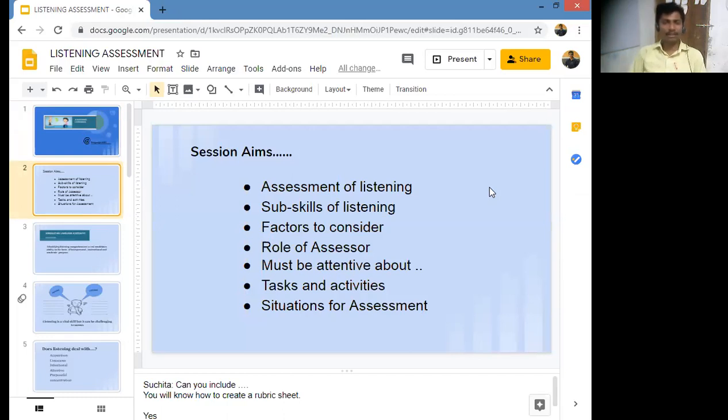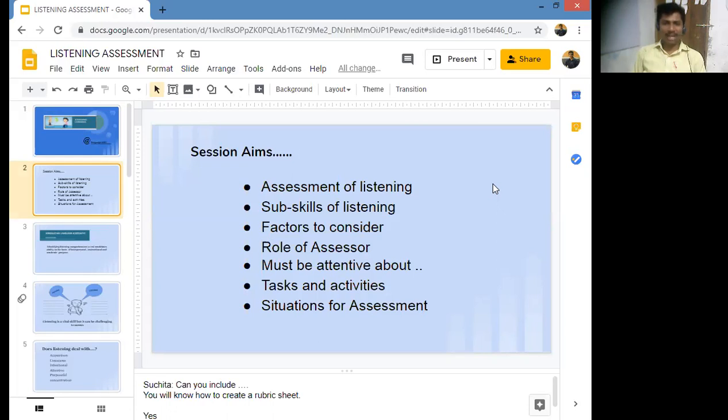What is meant by the assessment of listening actually? We must know the sub skills of listening skill. Then we will see the factors to consider while assessing the listening skill of our learners. Playing the role of the assessor, we must know what we should do and what not. So here we will go through the role of assessor too.